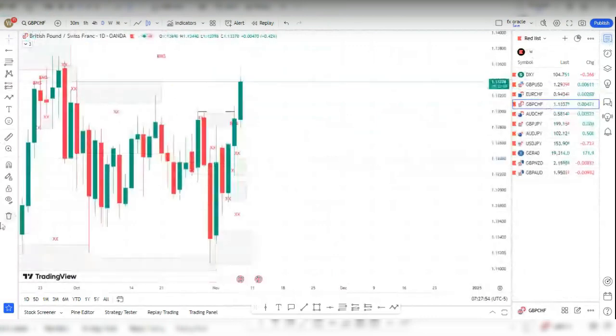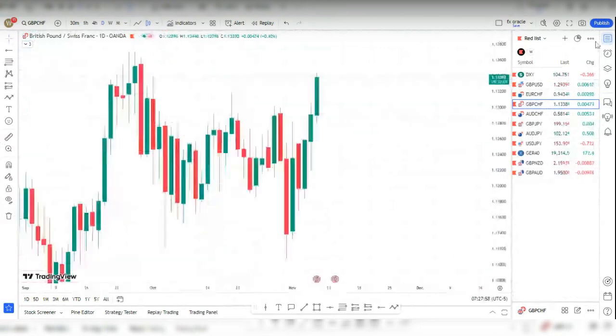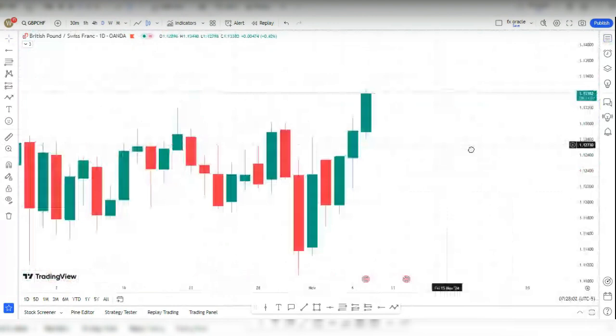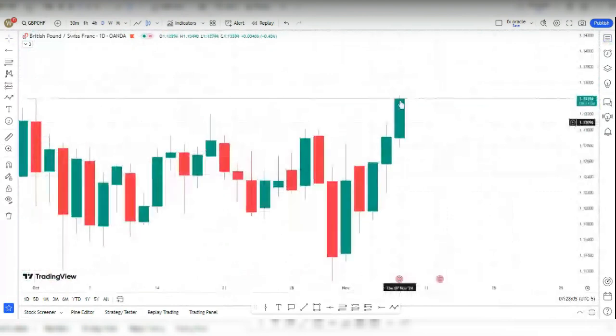Okay. Let's look at this. All right. Let's work with this GBP CHF. Now, this is a candle that is forming today. This is the daily time frame. I'm going to give you a kind of cheat code to always look out for on the chart.